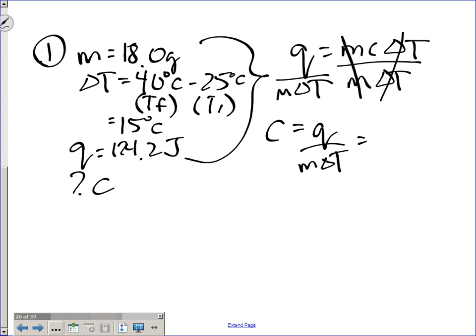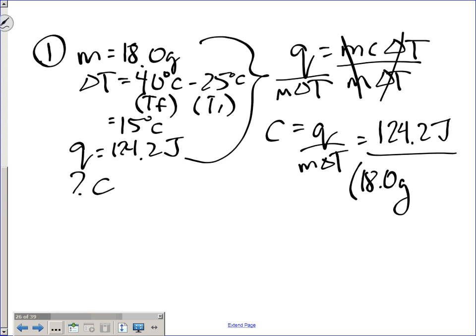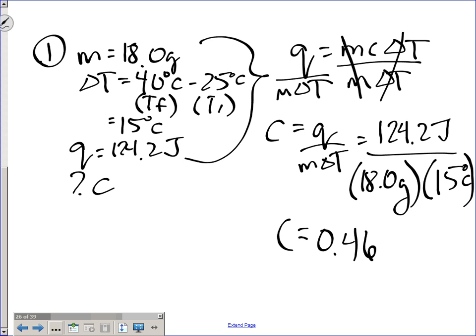What's my Q? Joules, right? And then mass. Thank you. All right, so you guys should have the ability to find C. You guys have a calculator in hand. How much you got? 0.46 joules per gram. Joules per gram degree Celsius. That's the answer on the bottom.